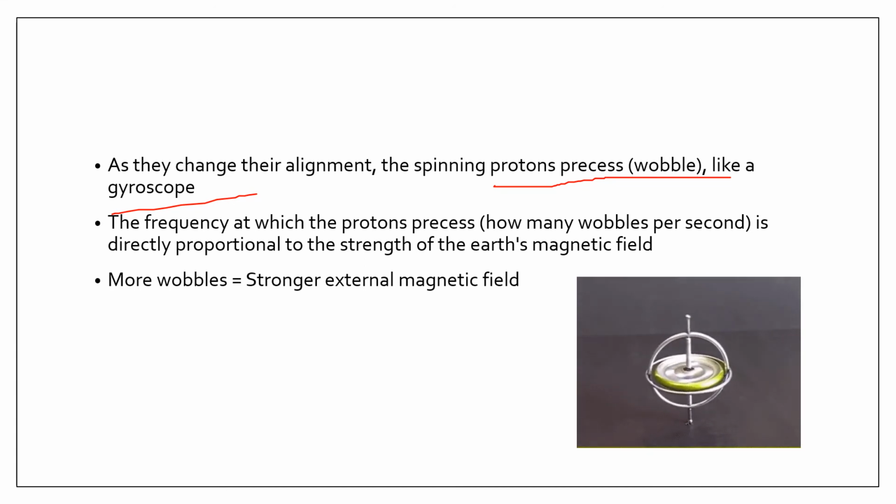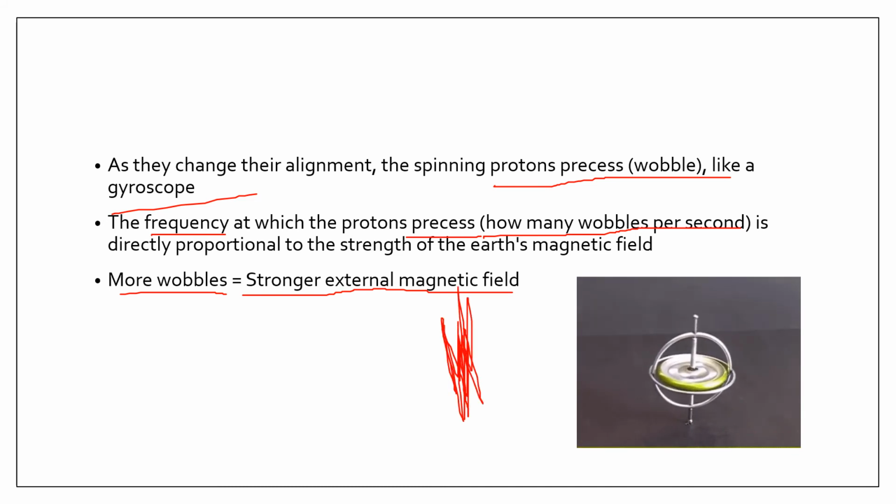What's important in the proton precession is how many wobbles per second are occurring, or the frequency of the wobbling or the precession. Basically, the more wobbles you have, the stronger the Earth's magnetic field is. So a strong magnetic field will force your protons to wobble faster until they realign to that magnetic field.